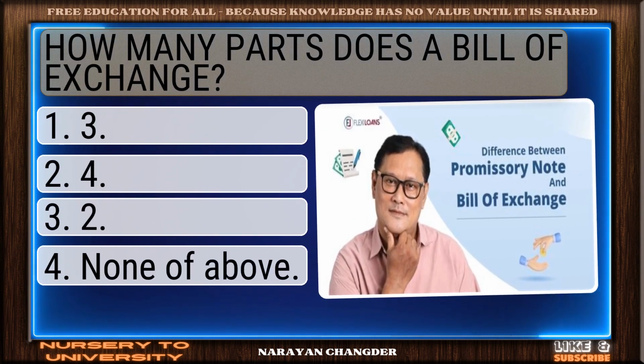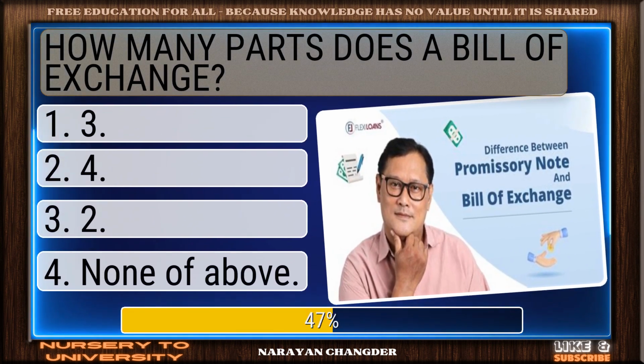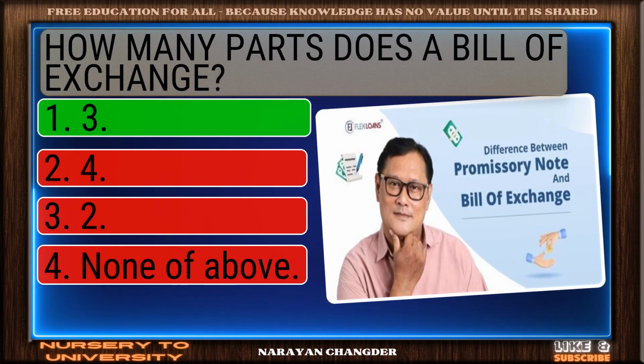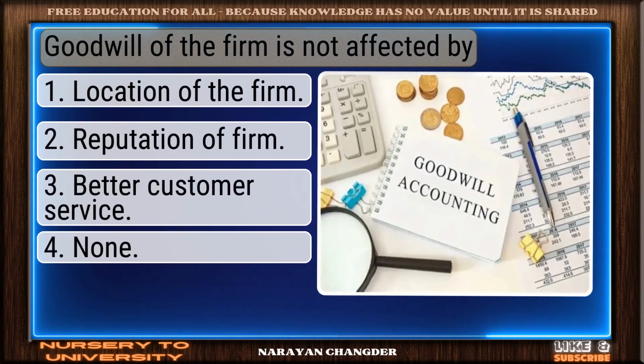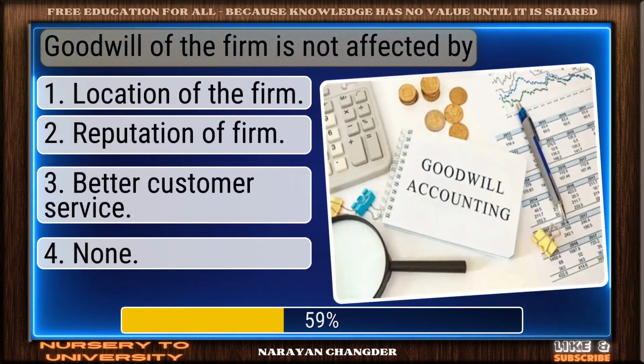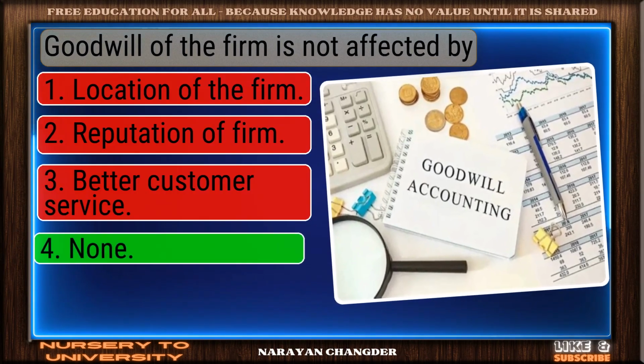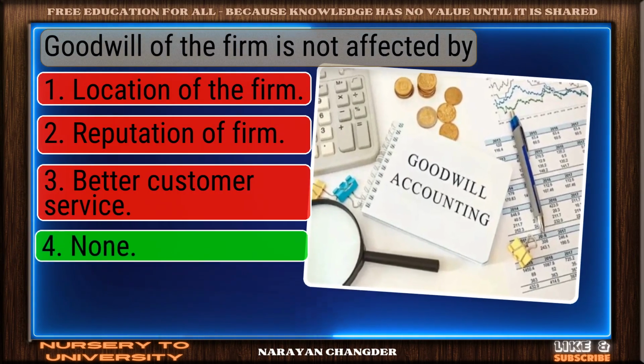How many parts does a bill of exchange have? Bravo, 3 is the answer. Goodwill of the firm is not affected by. Right again. None is a valid answer.